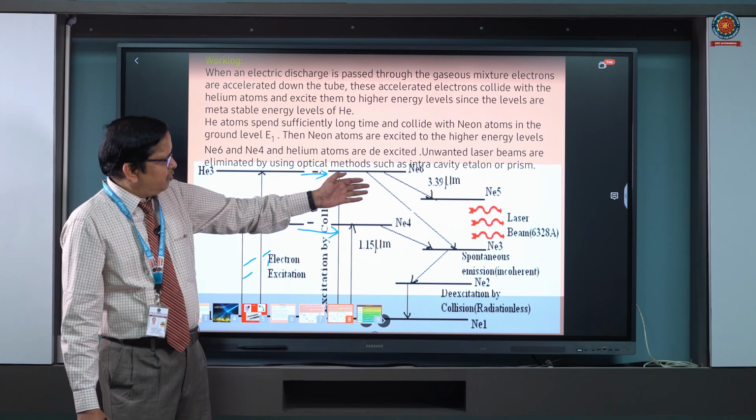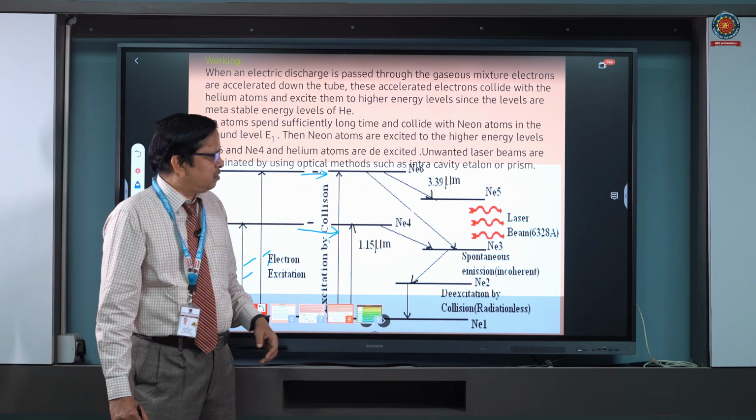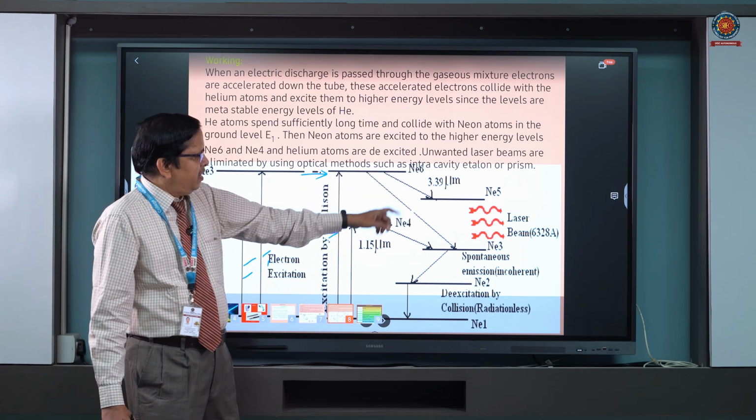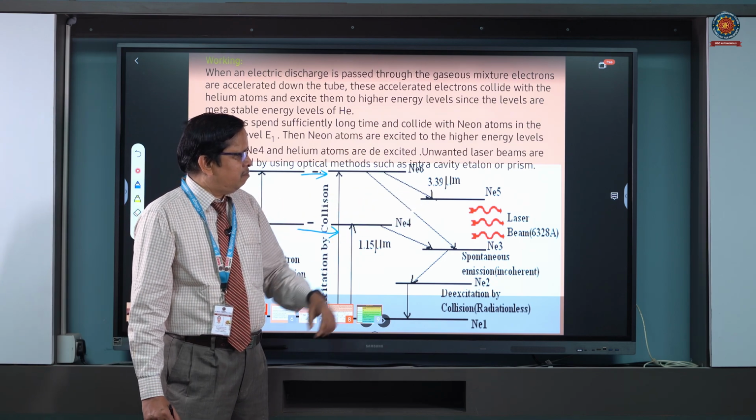But here, three population inversion conditions are satisfied, so there occur three laser transitions. One laser transition is between Ne6 and Ne5 at a wavelength of 3.39 micrometers.